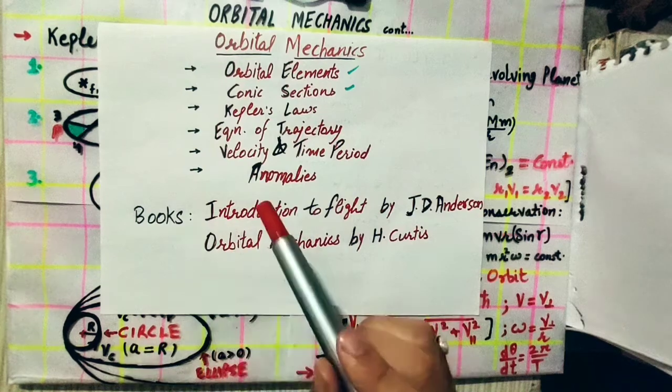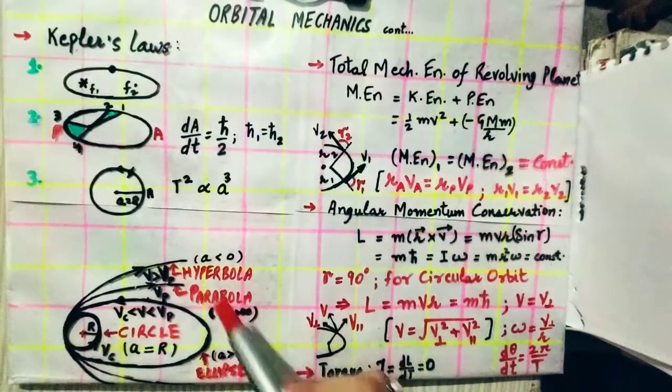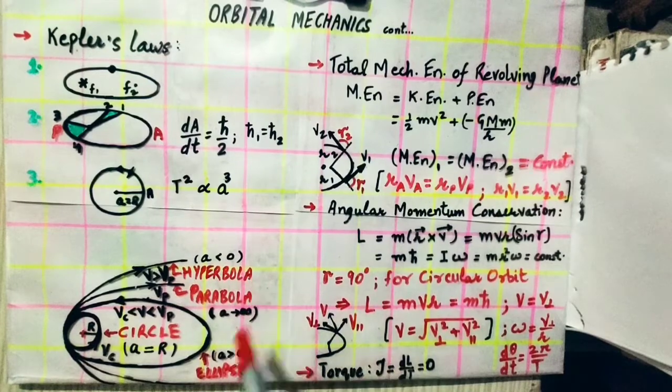Hola amigos, now let's continue with conic sections and Kepler's laws. So here we have conic sections, which were left in the previous lecture. Here we have hyperbola, parabola, ellipse and circle.